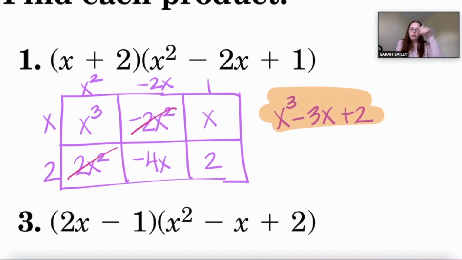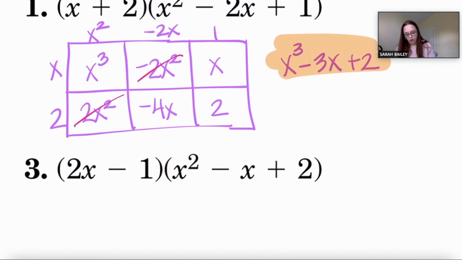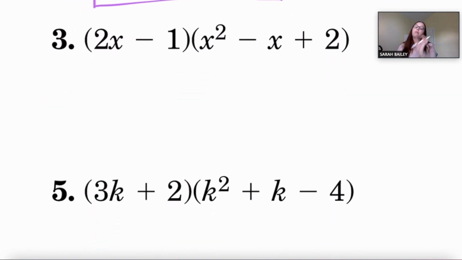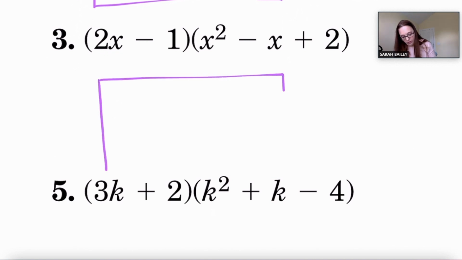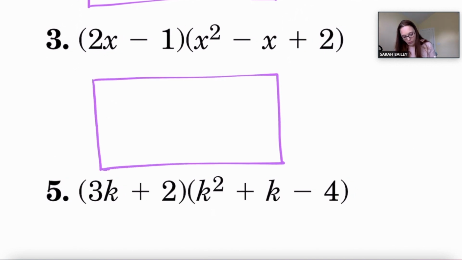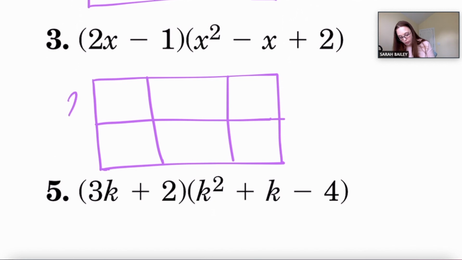All right, let's just go straight down. Let's look at number 3. Let's do another one similar to that. So I've got a binomial times a trinomial, right? So I'll do that again. I'm going to make a 2 by 3 box. So that's 2x minus 1. That's x squared minus x plus 2.